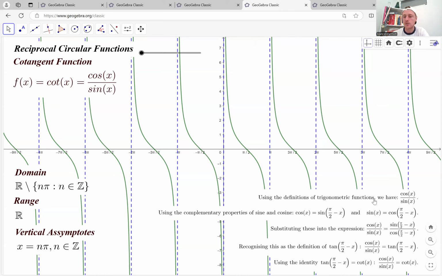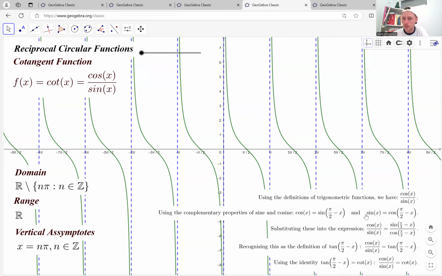So using the definition of trigonometric functions, we have that cotan of x equals cos x over sine x, just the reciprocal of the tangent function. Okay, then we're going to use some complementary properties of sine and cosine. So just recall that cosine of x is sine of pi on 2 minus x. And I encourage you to go to Desmos or GeoGebra and check that that's true. But basically, if you reflect sine of x in the y-axis and then shift it all to the right by pi on 2, you just get cosine of x.